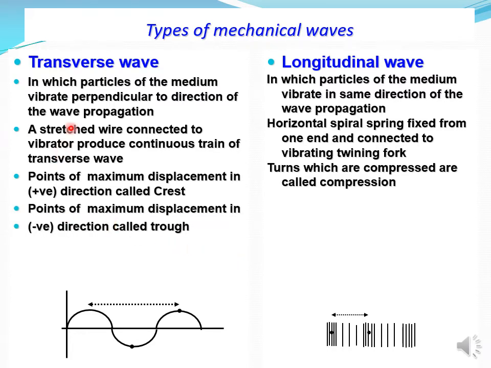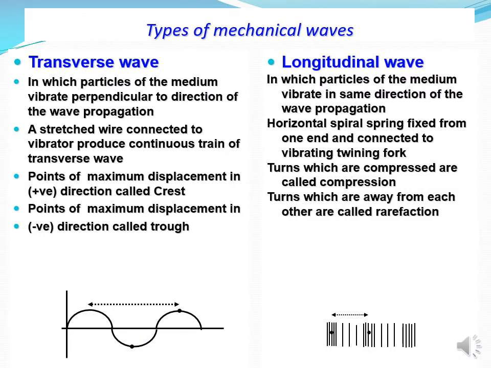هنا في transverse wave, points of maximum displacement in negative direction called the trough. This point اللي هي maximum displacement in negative direction is called trough. Turns في longitudinal wave بقى, turns which are away from each other like that here. These turns of spiral springs which are away from each other are called rarefaction.